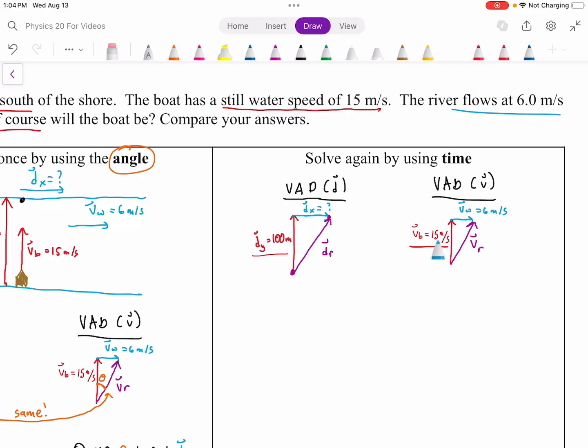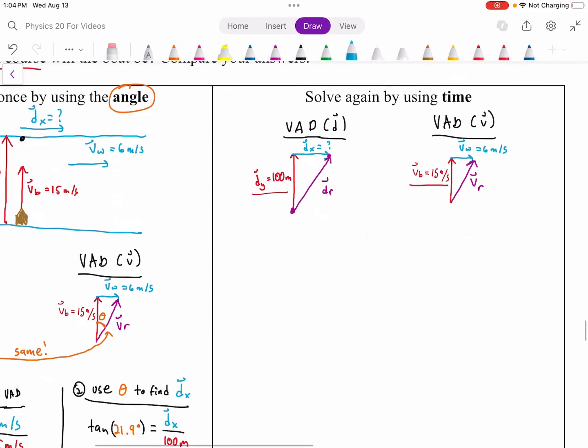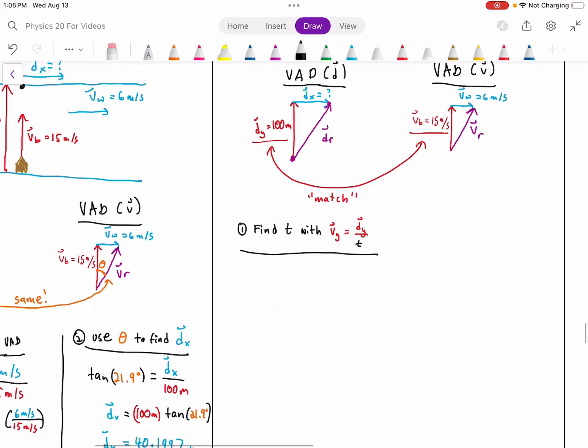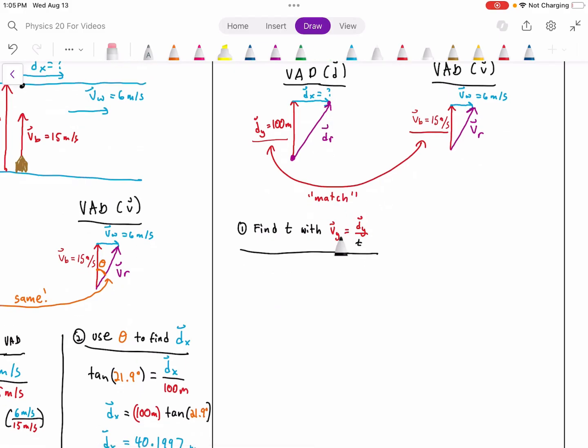We separated into the components, but it was doing both things at the same time. It was going across the river. At the same time, it was being carried downstream. Okay, so there's our plan there. We can use these matching vectors here, the vertical displacement and the vertical velocity, to figure out how much time would pass. Those match. Okay, so we can use this equation, right? The rate at which the y displacement changes is the y velocity.